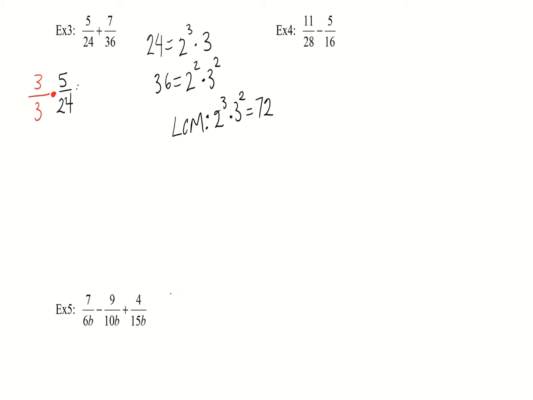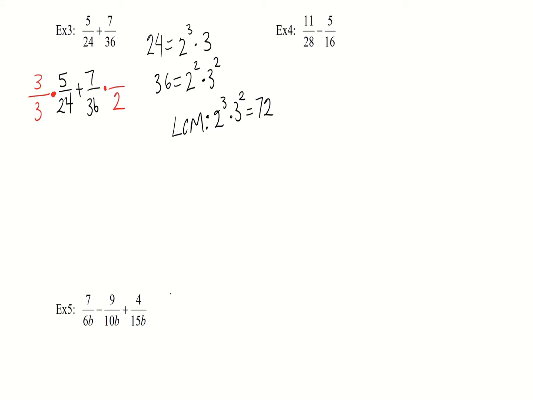Okay? And then plus the second term, 7 over 36. 36 is missing the factor of 2. 2 times 36 will give us 72. So we're going to multiply both the numerator and denominator for this second fraction by 2. 2 over 2 is 1. So multiplying by 1 does not change the problem.